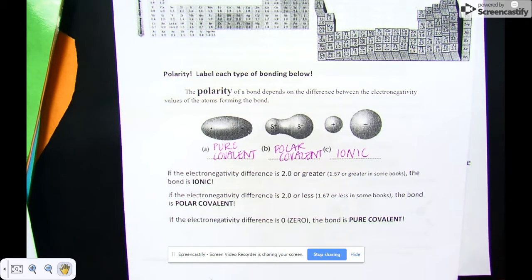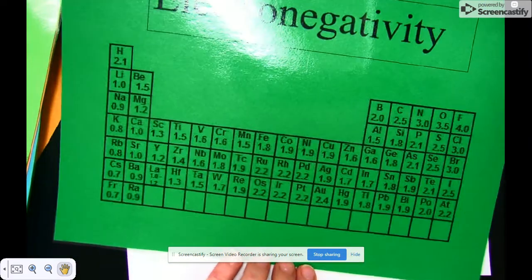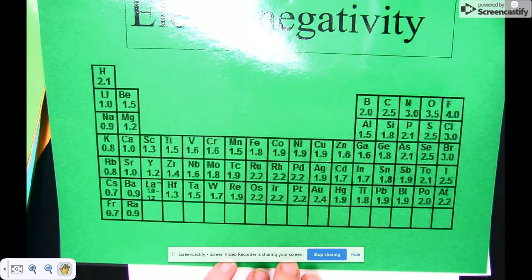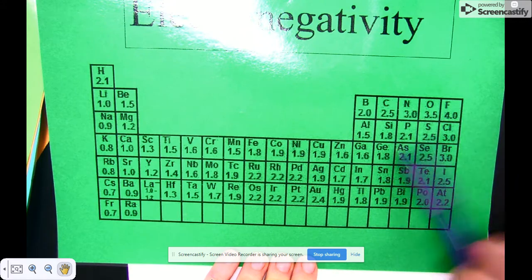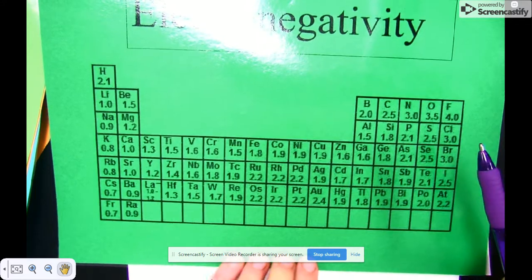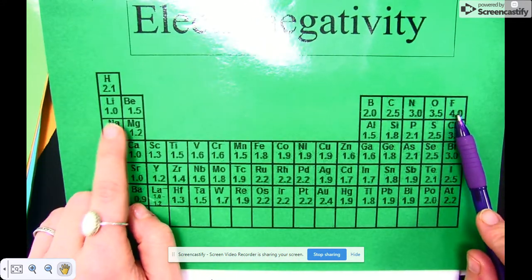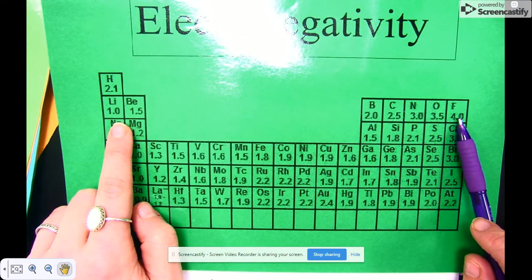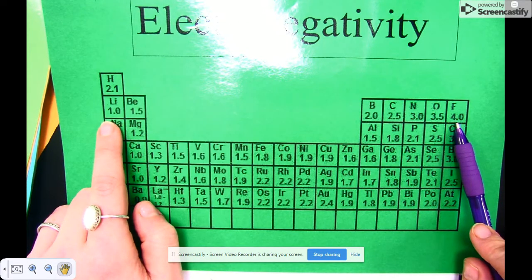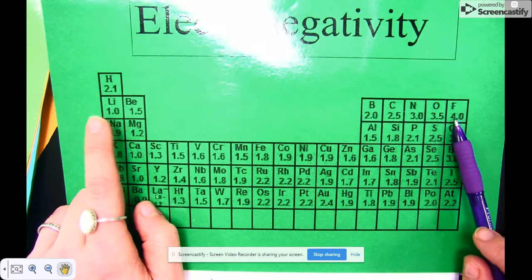You guys at different points will be given a periodic table that has electronegativities on it. So I have a green copy of one right here. These numbers are their electronegativities. So when we say the difference, we're literally subtracting the 2 numbers. If I said lithium and fluorine were going to bond to form lithium fluoride, then 4 minus 1 is 3, meaning I know it's an ionic compound because it has an electronegativity difference greater than 2.